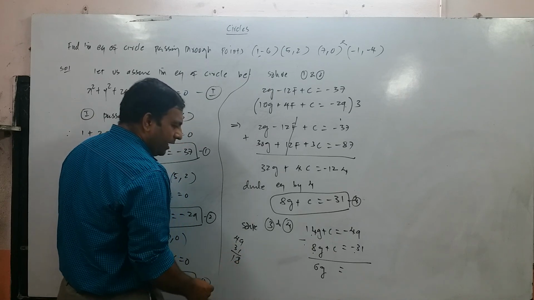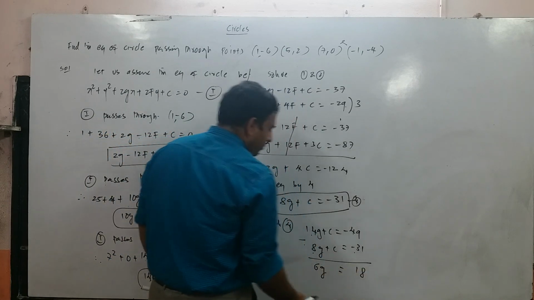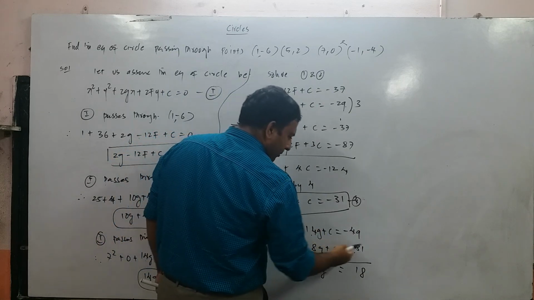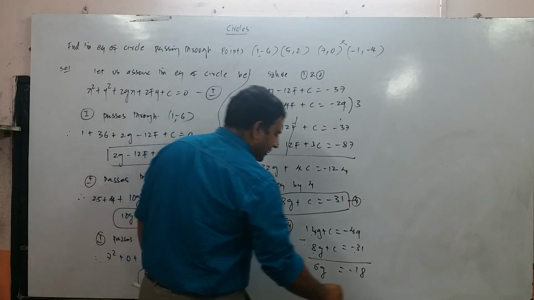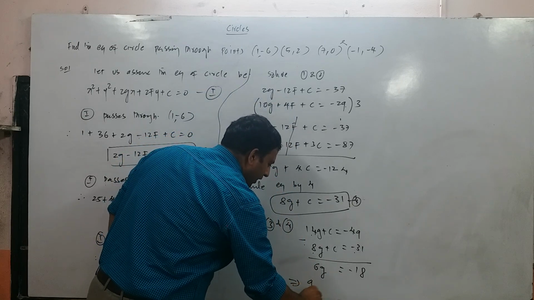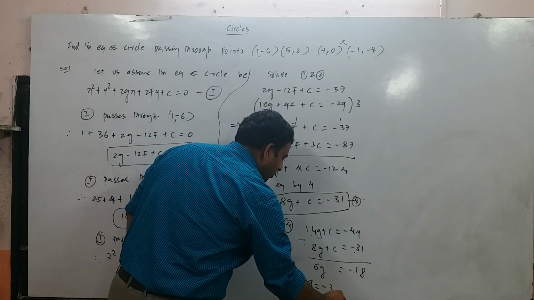It is 18, and I will write 18, but what is important is the sign. So you will make a mistake here, minus minus plus. The bigger number has a negative sign, so put a minus sign. So 6G is equal to minus 18, which implies G is equal to minus 3, since 6 3s are 18. You got the value of G.